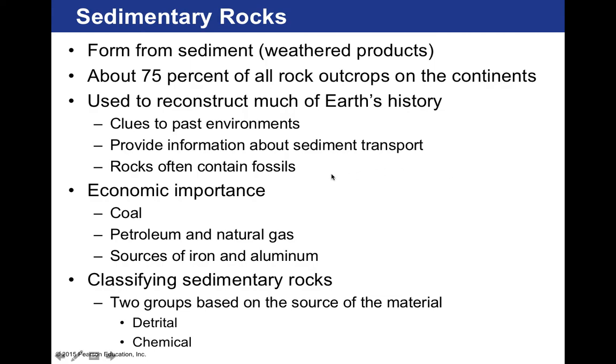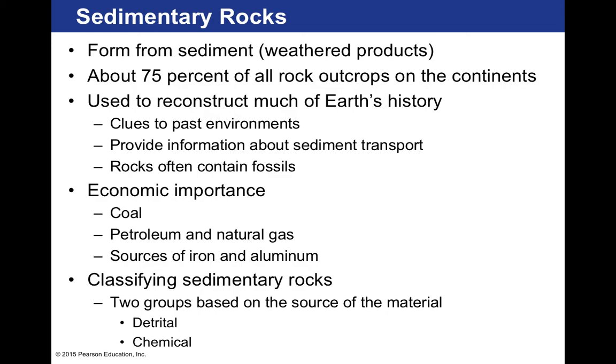Now notice this second bullet here is important. About 75% of all rock outcrops are sedimentary rocks. So if you were to run across rocks near your house, near the University of Scranton, they would most likely be sedimentary rock. And they're basically used to reconstruct much of Earth's history.